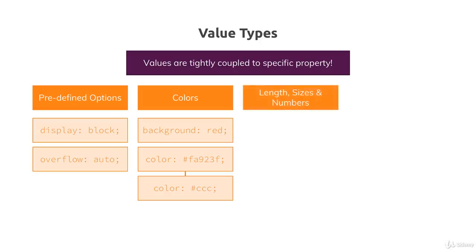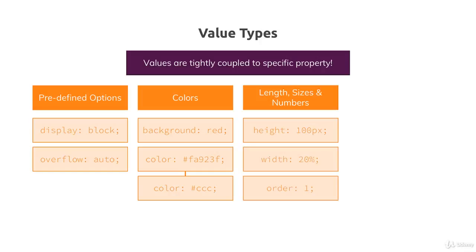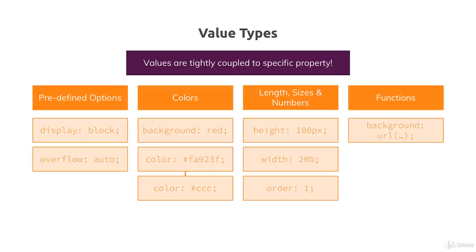Then we got length, sizes, and numbers, something like pixels, or percentages, or just integers. Again, all these properties, we'll see them a couple of times throughout the entire course. And last but not least, we got functions. Something like a URL, where we seem to be using something different than just a color as a background, or transformation functions, where we can scale or rotate elements, something we'll cover in the transformation module.